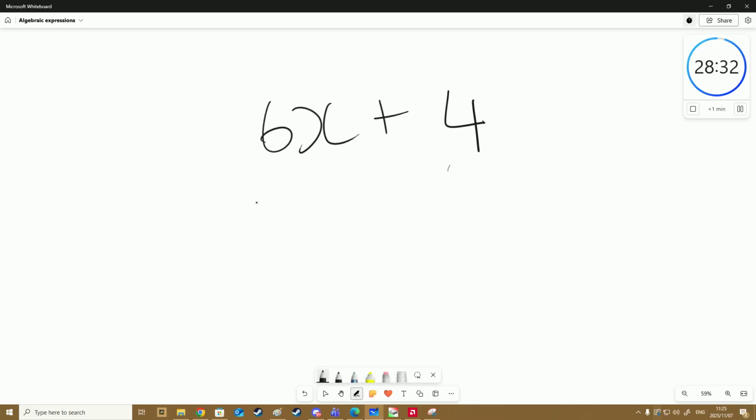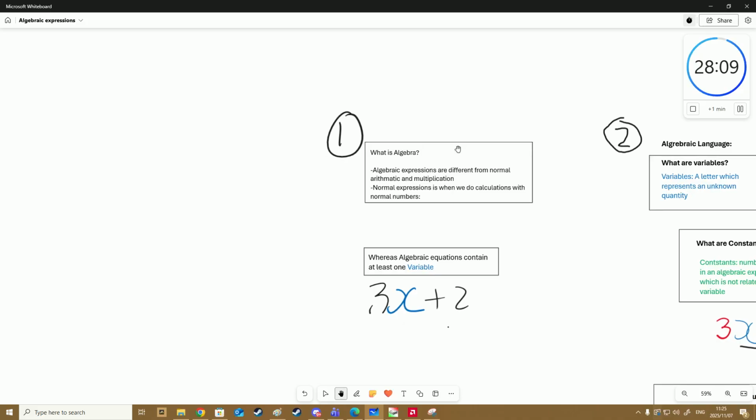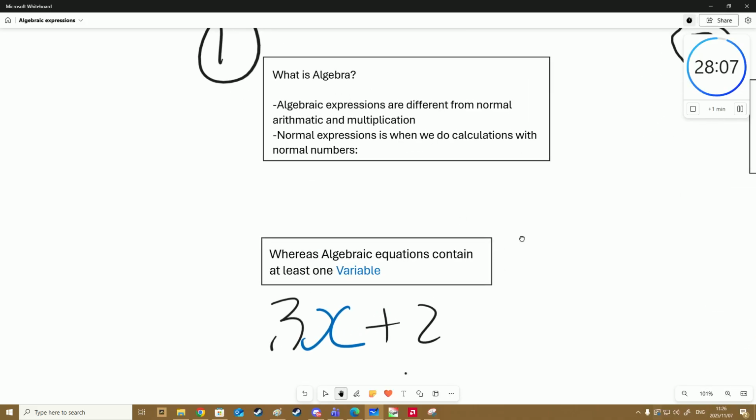What is the coefficient of x? How many terms are in this algebraic expression? And lastly, is this a monomial, binomial, or polynomial? Alright, so let's go through everything from the start.